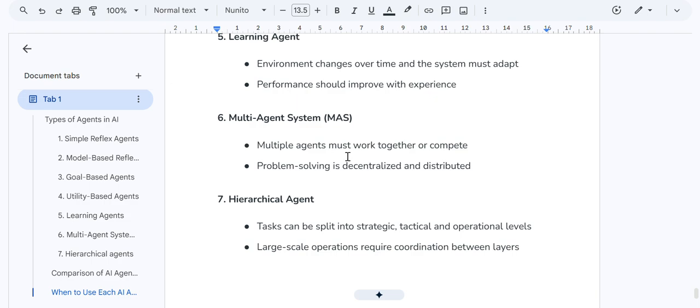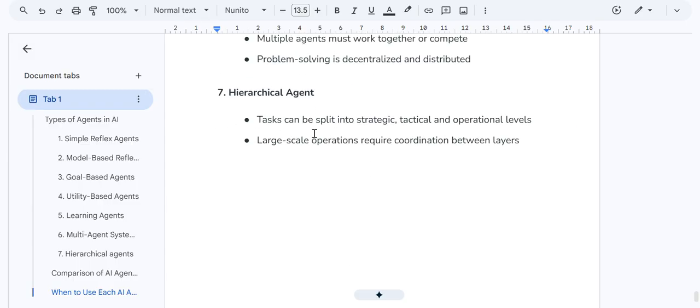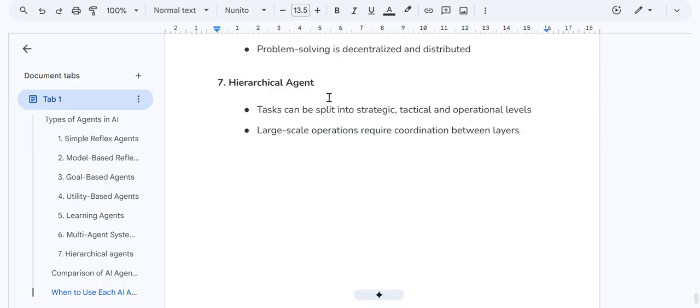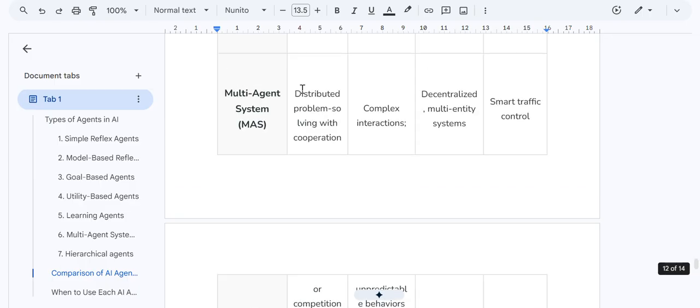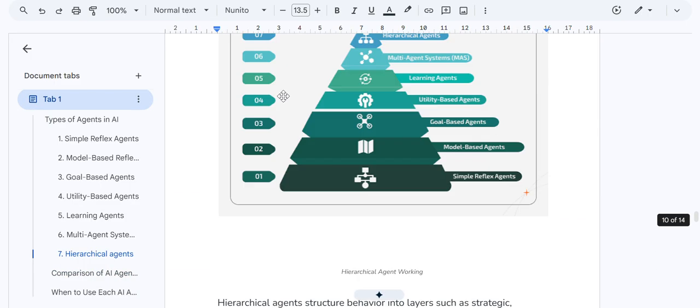Multi-agent systems are for when multiple agents must work together or compete, and problem solving is decentralized and distributed. Hierarchical agents are for when the task can be split into strategic, tactical, and operational levels, and large-scale operations require coordination between layers. Okay, thank you. These are the main agents in agentic AI.